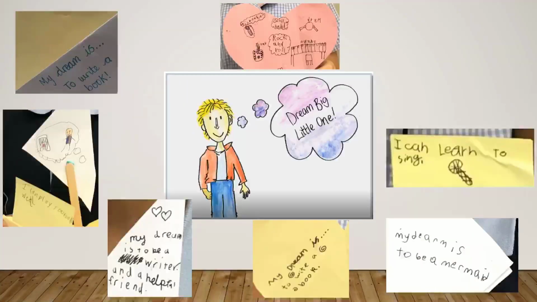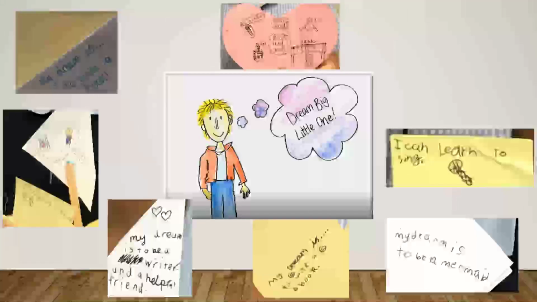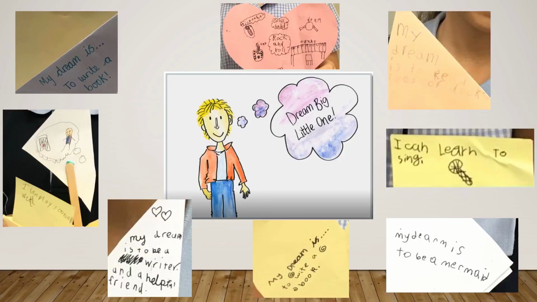This person's dream is to be a writer and also a helpful friend. I think that one's really nice. This person's dream is to be a mermaid. We can all dream. And this person's dream is to read lots of books. So you can see, you can dream about what you want to be. You can dream about what you want to do. There are lots of different dreams that you can have. You need to choose the one that's important to you.